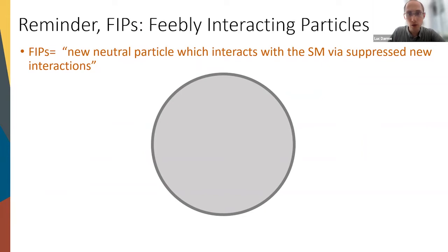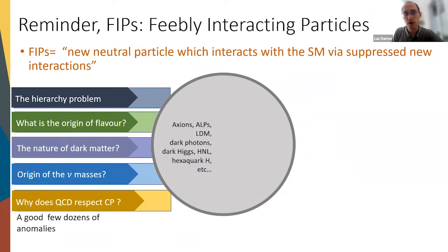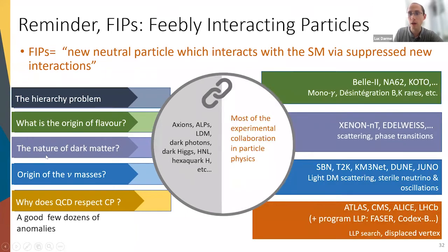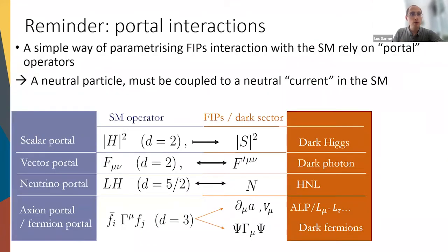What I call a feebly interacting particle could be very loosely defined as a new neutral particle which interacts with the standard model via suppressed interactions. As we have seen in the first lecture, those objects are interesting because they're at the crossroads of many of the biggest problems of the standard model, and at the same time have amazing experimental prospects because they are testable in a very broad range of experimental setups, going from flavor to dark matter, to neutrino physics, and all the way up to the LHC for long-lived and displaced particle vertices.